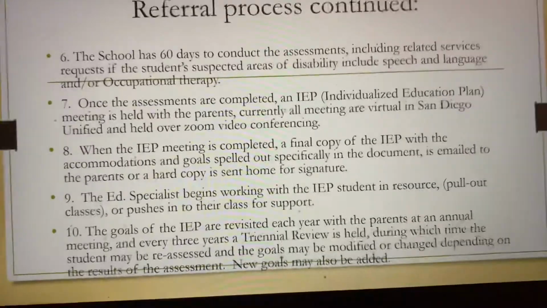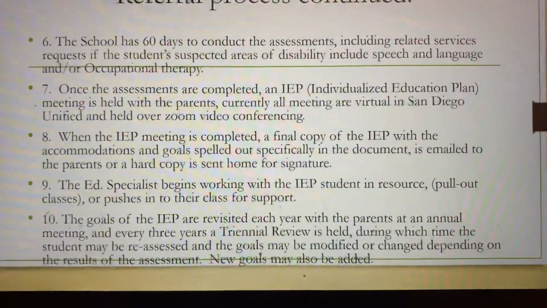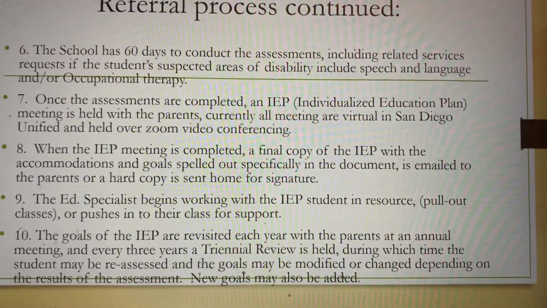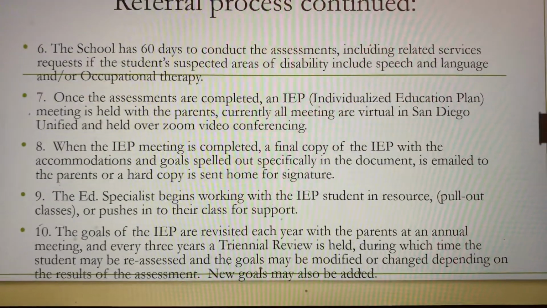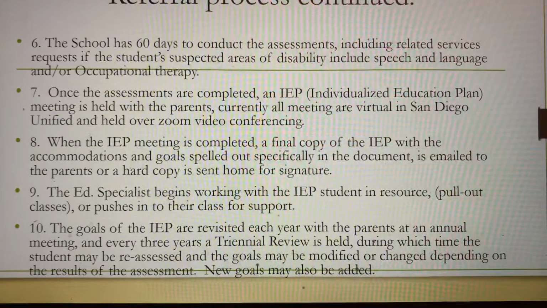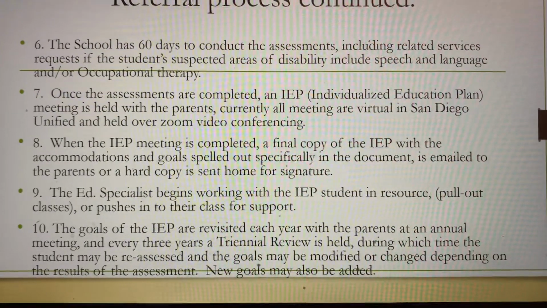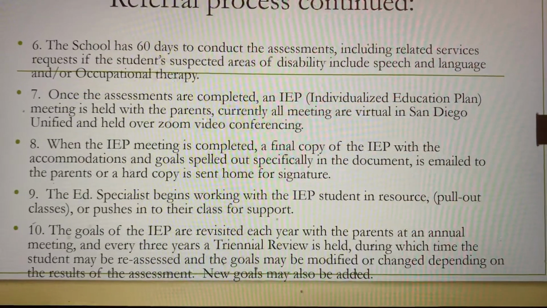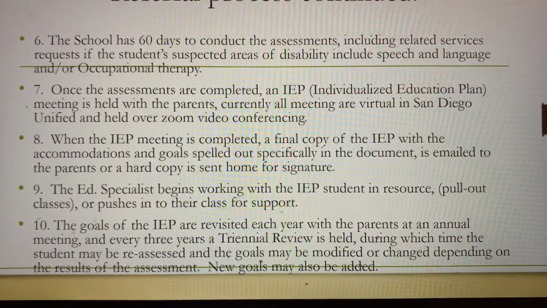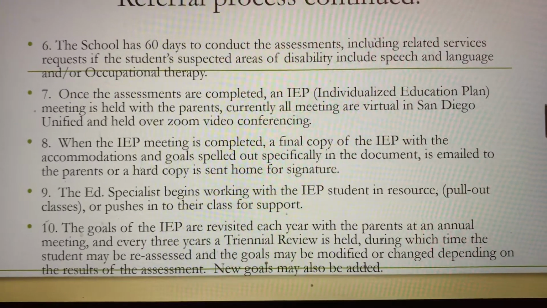Once the assessment plan is returned, the school has 60 days to conduct the assessments, including any related services requests if the student's suspected area of disability includes speech and language or occupational therapy. Once the assessments are completed, an IEP, or Individualized Education Plan meeting, is held with the parents. Currently, all meetings in 2020 and 2021 are virtual in San Diego Unified and held over Zoom video conferencing.